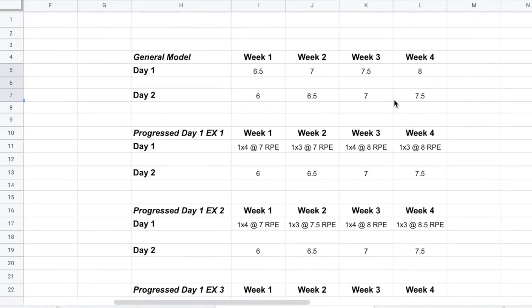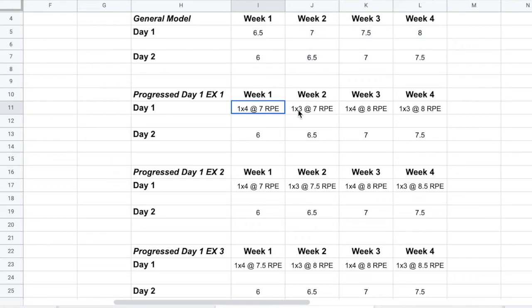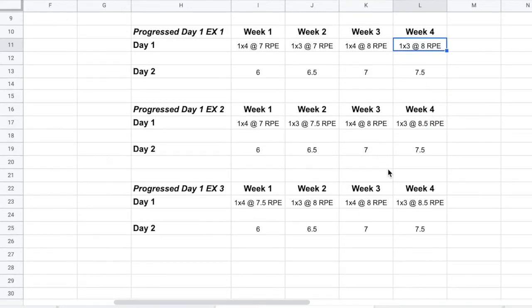So again, let's start with this general model. A progression of that is maybe we change it so that, instead of 6.5, 7, 7.5, 8, we want to work at a higher average intensity and relative intensity throughout the block. So we're working at a 7, 7, 8, and 8. I'm going to show a structure down here of what I don't typically do.